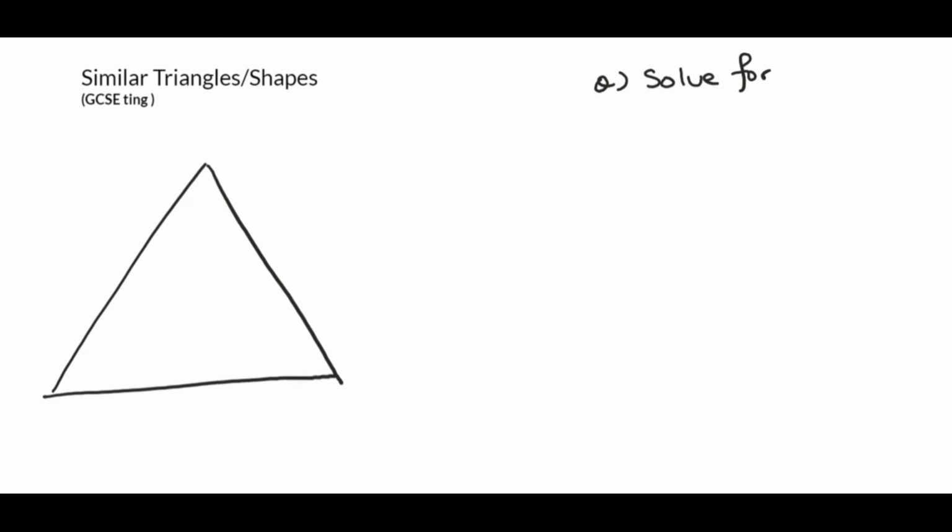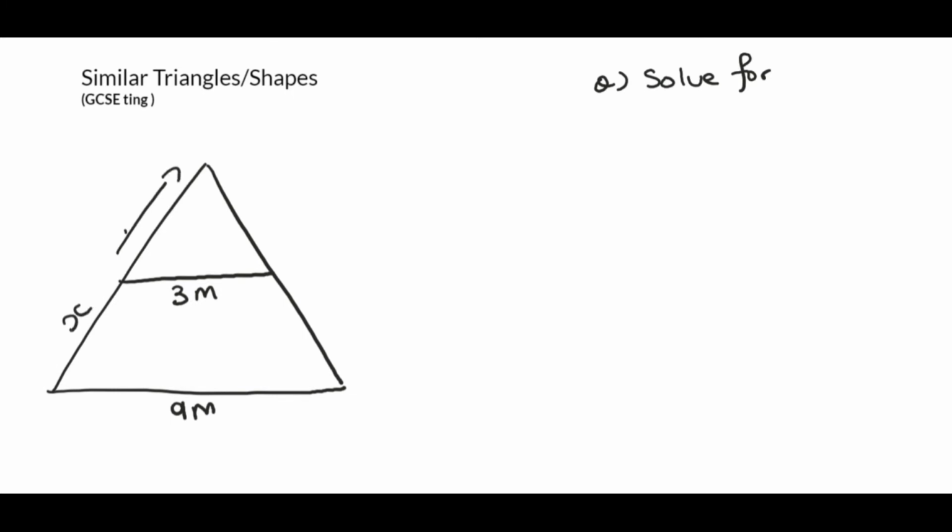Let's say this is the triangle. Normally, obviously, it's going to be straight lines and that, but don't violate it. Let's say this says 3 meters here, and it says 9 meters here. Let's say this distance from here to here is x, and this distance from here to here is 3.5. Let's say they tell us this is similar and they tell us to solve for x.